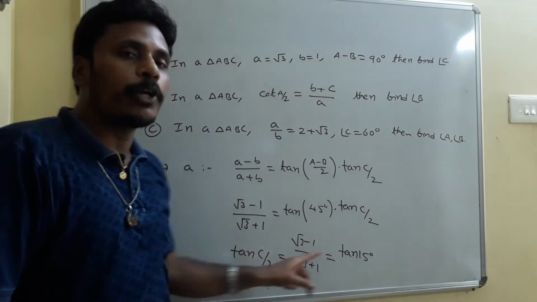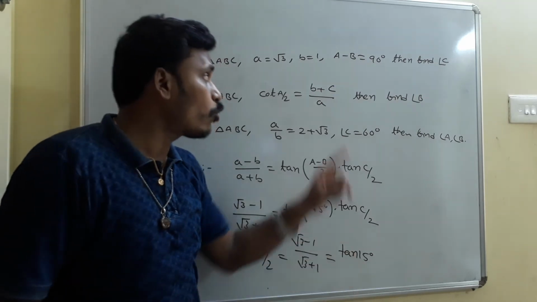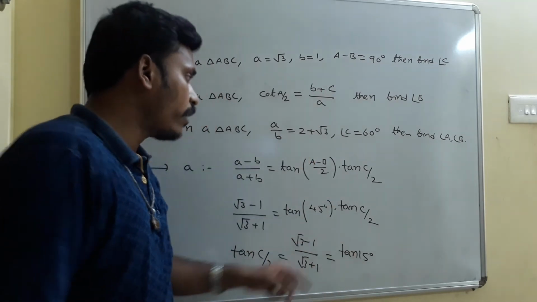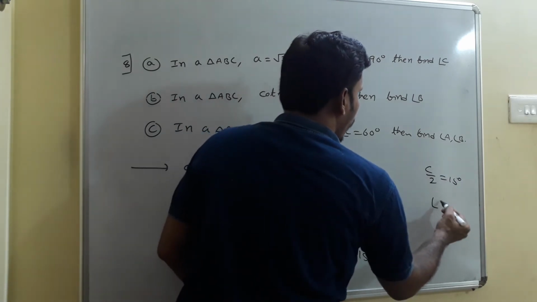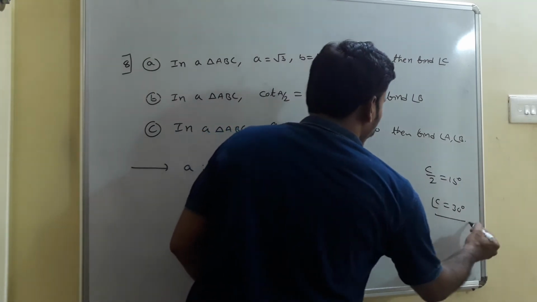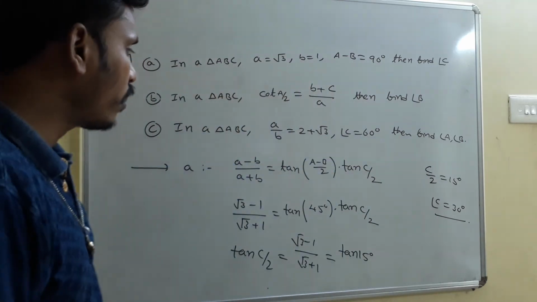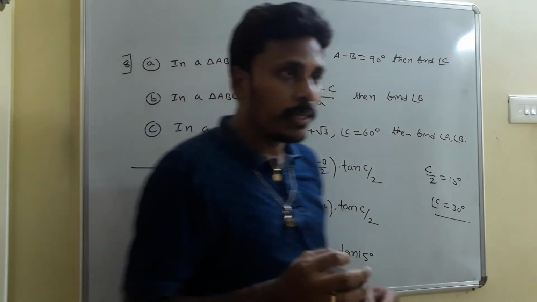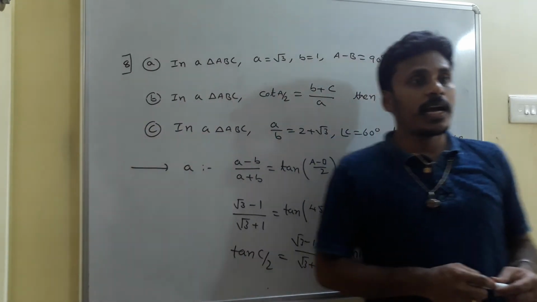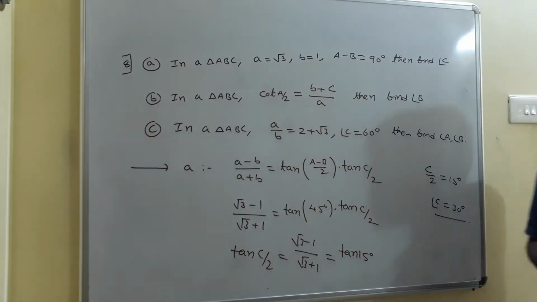So tan of C by 2 is tan 15. I need to find angle C. So then from there it is very clear that C by 2 is equal to 15 degrees and angle C is equal to 30 degrees. Just have a look at this. Look at the problem. Small a is given, small b is given, a minus b is given, and they ask us to find angle C.